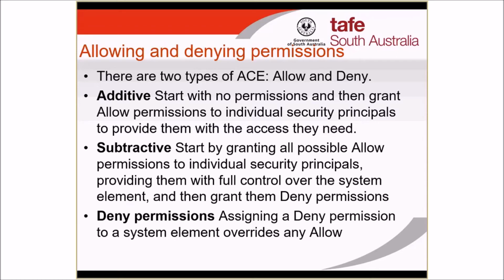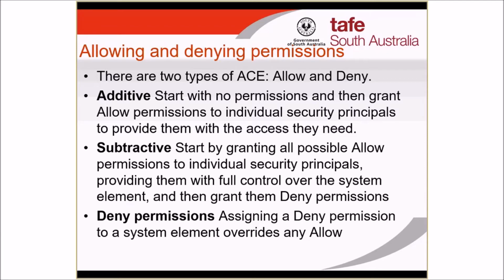Okay, it's a bit of a blacklist or whitelist approach. Okay, blacklist means everything's allowed except for these things. Okay, that's the denying permission approach. Whereas the whitelist approach is that everything's off limits except for these ones where you are given permission to. Okay, that's the allow permissions. So there are two types of ACEs: access control, allow and deny. There's additive. So basically, you start with no permissions to anything, and then allow permissions to individual security principals that provide them with access that they need.